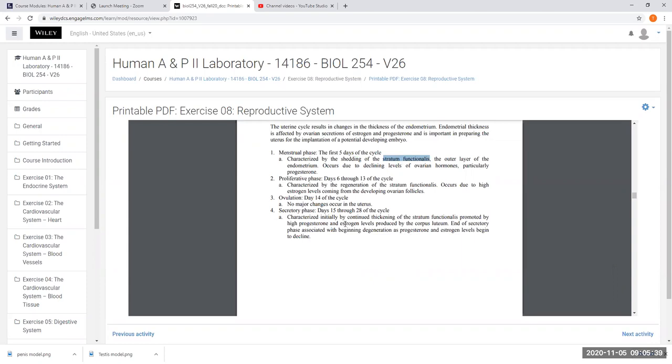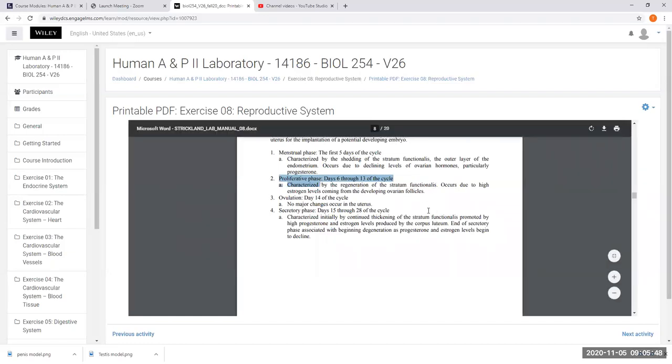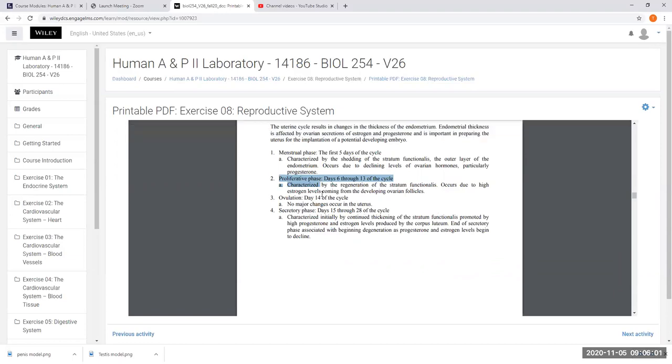So after that, day 6 through 13, that's called the proliferative phase. It's called that because the stratum functionalis is growing and getting thicker, ultimately due to high levels of estrogen coming from the follicles in the ovary in that pre-ovulatory or follicular phase of the ovarian cycle. Then we have ovulation on day 14. No major changes occur in the uterus. The uterus is not involved in ovulation, but on day 14, we still call it ovulation.